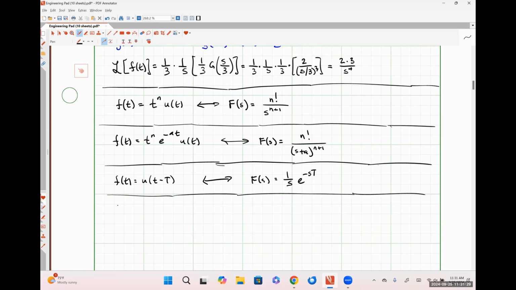If I have a time-shifted ramp function, so t minus capital T times u of t minus capital T, what should my Laplace transform be? What's the Laplace transform of the unshifted ramp function? 1 over s squared. So it's just going to be 1 over s squared times the same e to the negative sT.